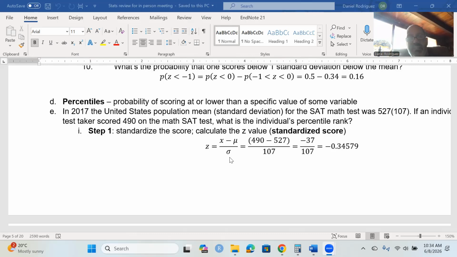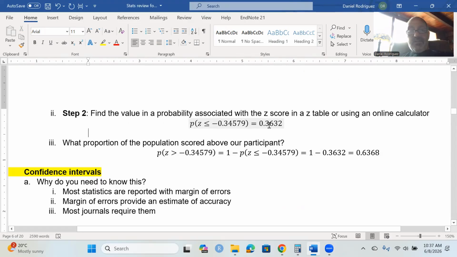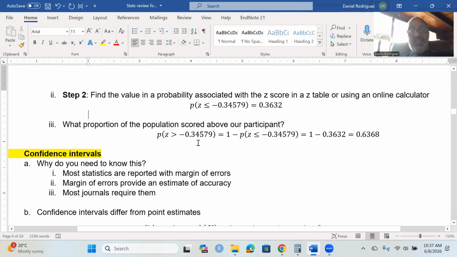So I can use the standard normal distribution. I get this individual is 0.34579 standard deviations below the mean. So the probability of being less than or equal to this value is 0.3632. Okay, so what proportion of the population scored above our participant?